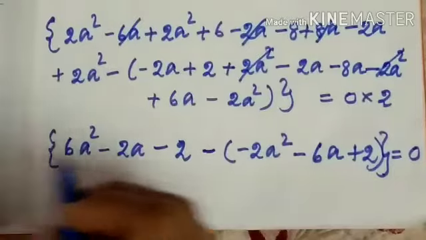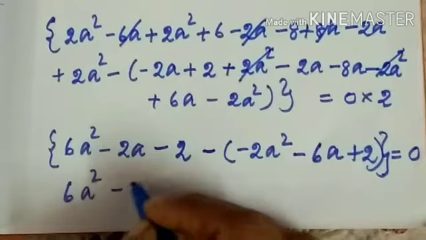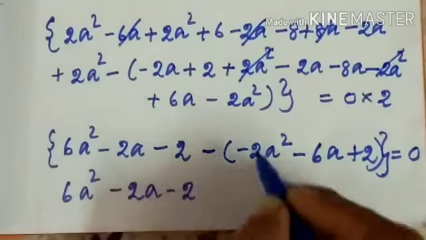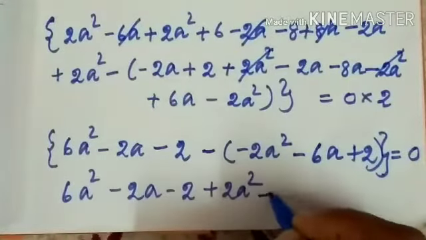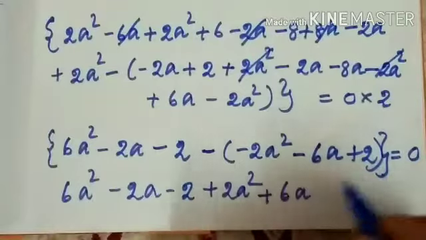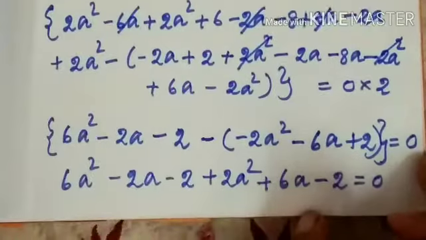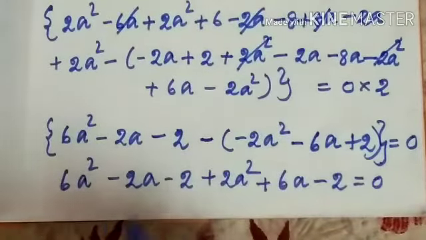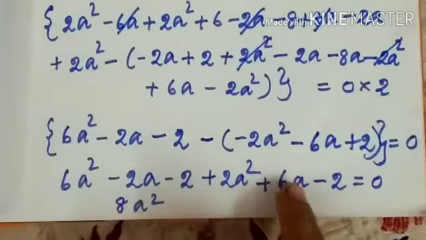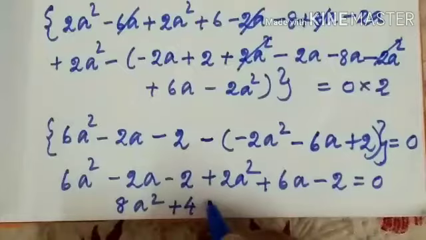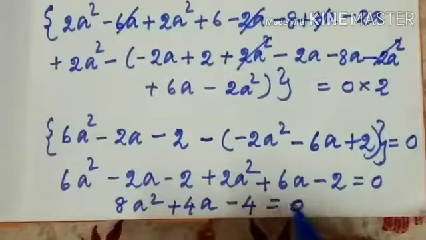Okay, now remove this bracket means we get 6a square minus 2a minus 2 minus into minus plus 2a square minus into minus plus 6a then minus into plus minus 2 equal to 0. Now again you simplify the like term. 6a square plus 2a squared we get 8a square minus 2a plus 6a plus 4a minus 2 we get minus 4 is equal to 0.